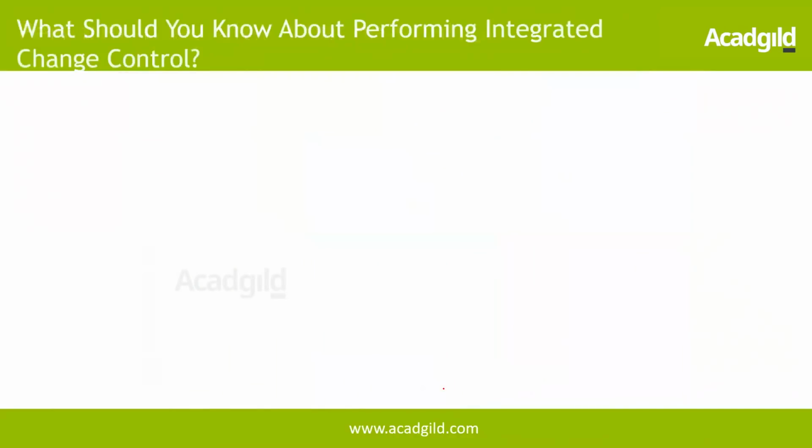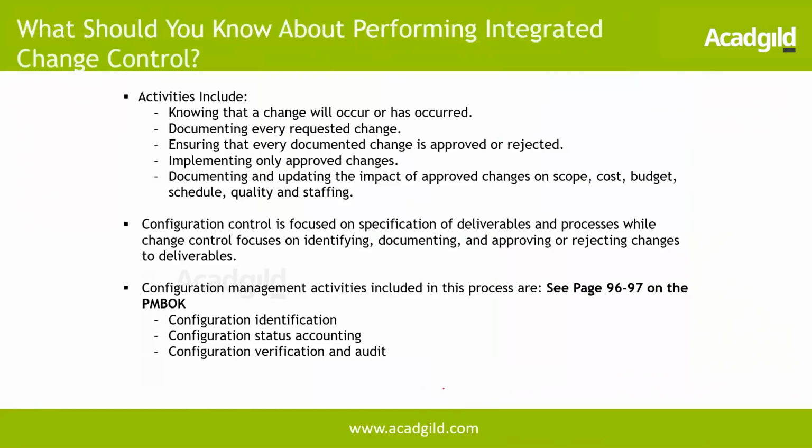Let's look at what we need to know about Perform Integrated Change Control. What are some of the activities? Knowing that the change will occur or has occurred. Documenting every requested change to keep track of how many changes have come in. Ensuring that every documented change is approved or rejected. This goes through the change management plan. Implementing only the approved changes, then documenting and updating the impact of approved changes on scope, cost, budget, schedule, quality, staffing. So all the impact needs to be documented as well.